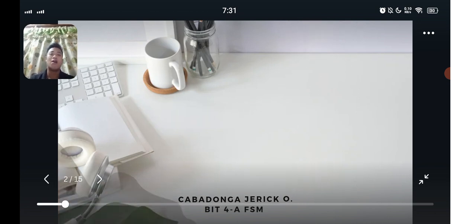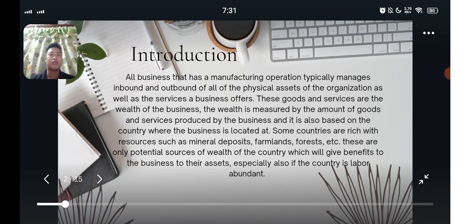First is Introduction. All businesses that have a manufacturing operation typically manage the inbound and outbound of all the physical assets of the organization, as well as the services a business offers. These goods and services are the wealth of the business.